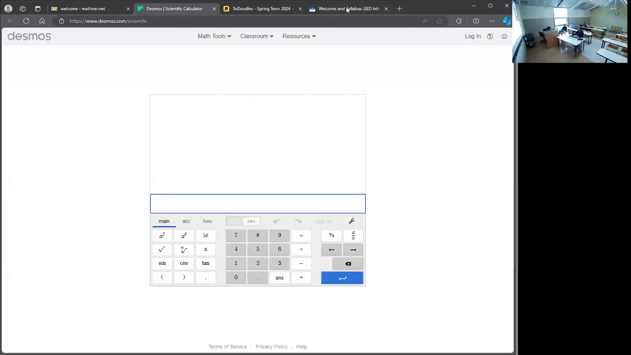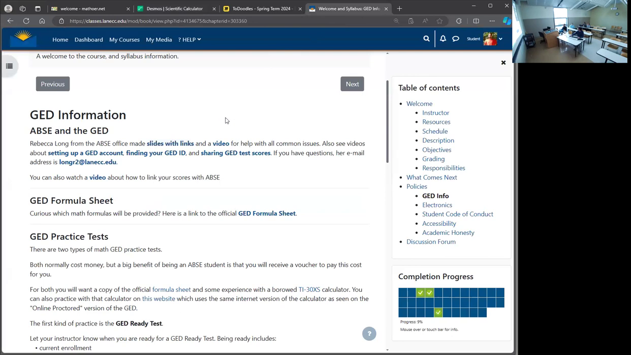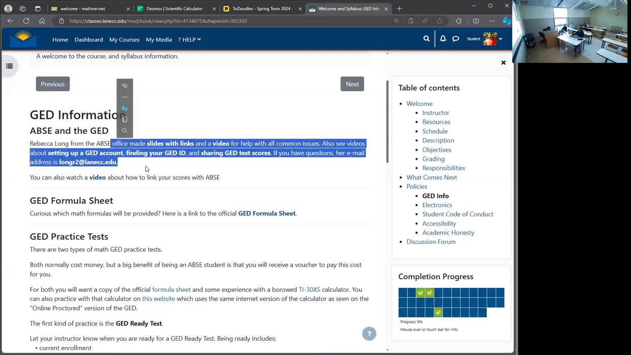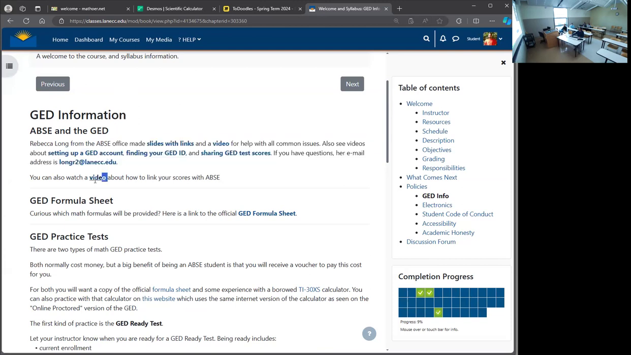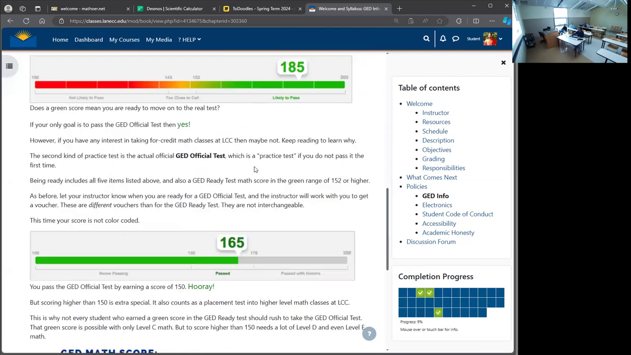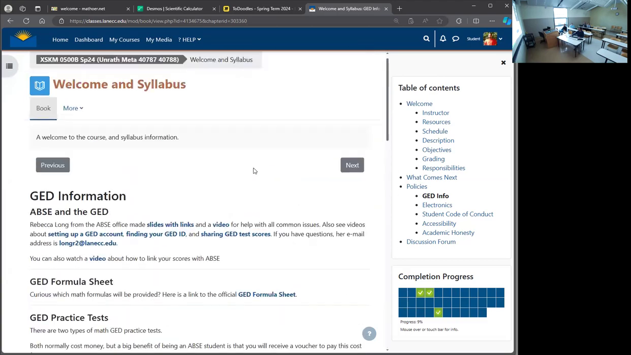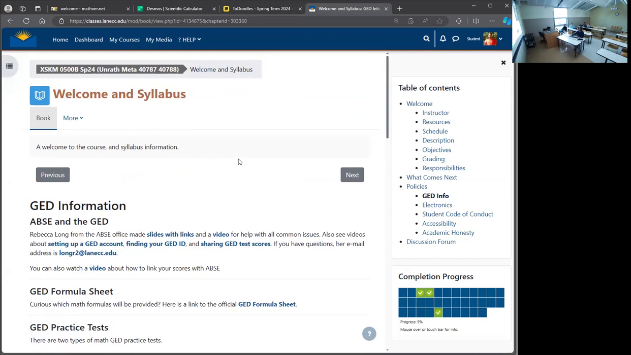I mentioned that one of the trickier things she talked about was linking your GED website account with the college. So there's a video here that will help you with that. If it's not obvious what to do, then all of this stuff in this first paragraph is great. Here's the linking one. This page has lots of good stuff about the GED, what you need for different placements, things like that. Any other questions about that GED topic before we start the math?